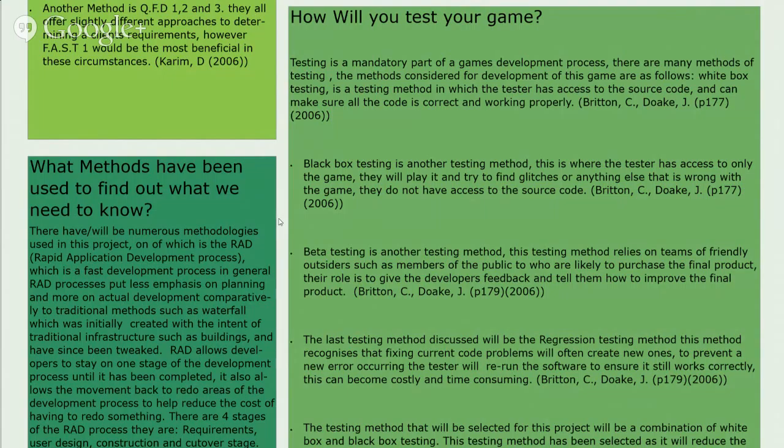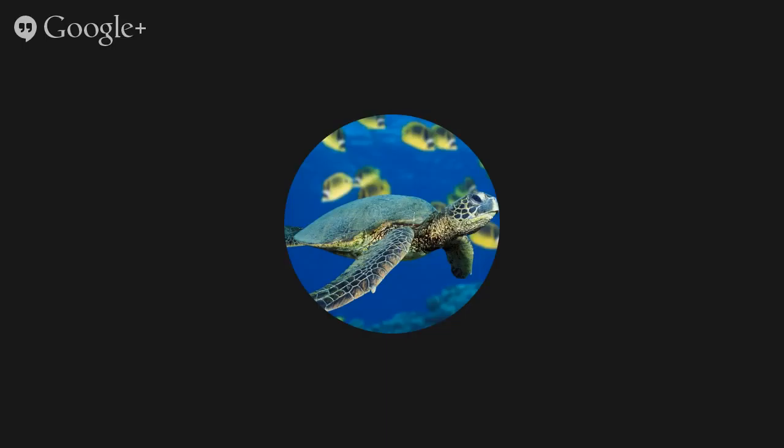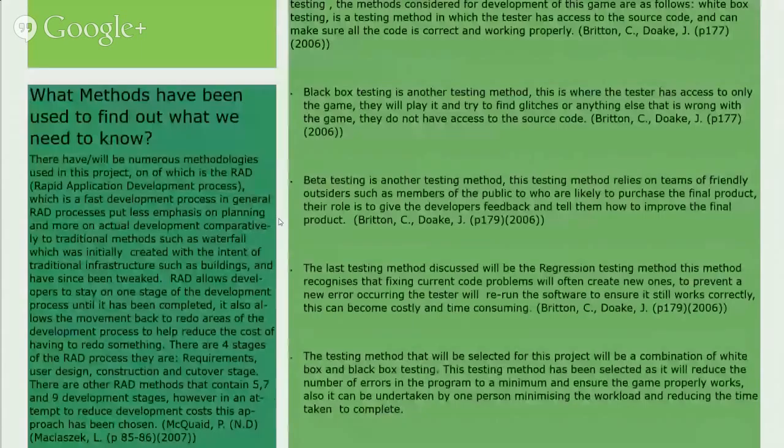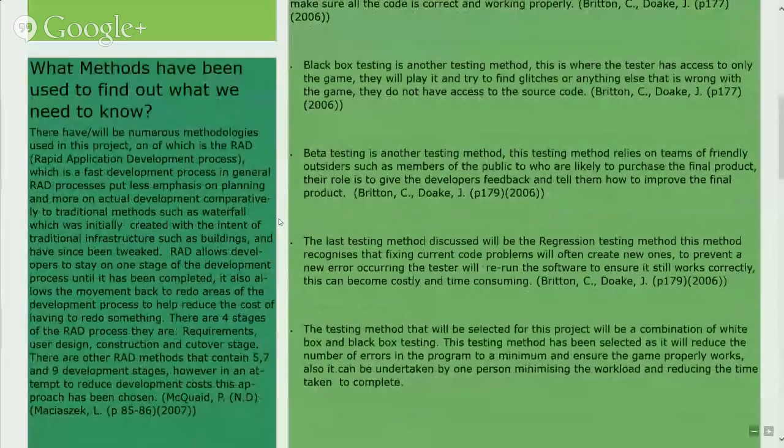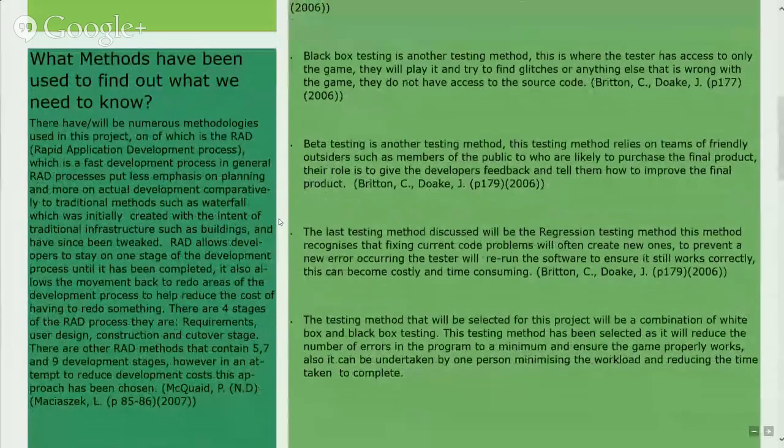The testing methods that have been selected for this project will be a combination of white and black box testing. These testing methods have been selected as they will reduce the number of errors in the program to a minimum and ensure the game works properly. Also, these testing methods can be undertaken by one person, minimizing the workload and reducing the time taken to complete the project. What methods have been used to find out what we know?